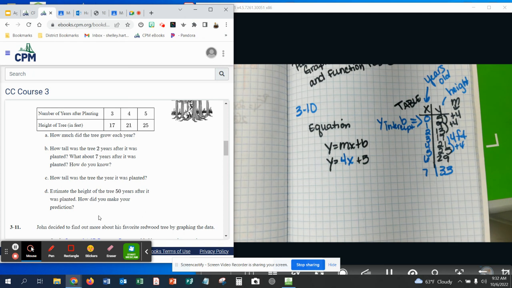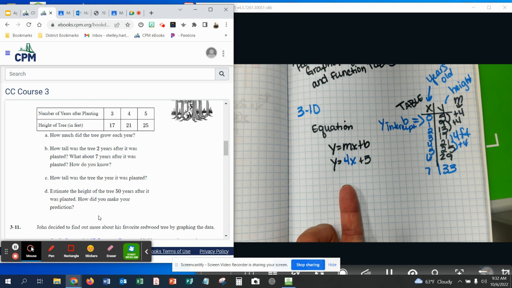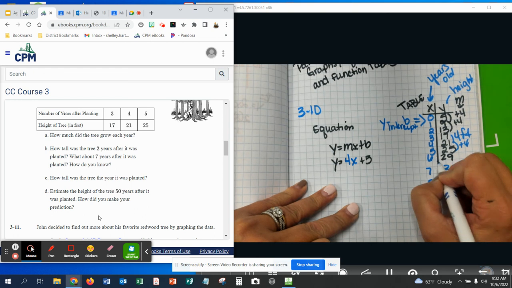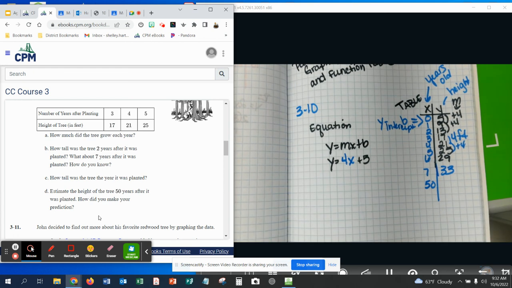Estimate the height at 50 years. Do you know how you would do that now that you have an equation? Remember, the equation is an x, right? So, watch.